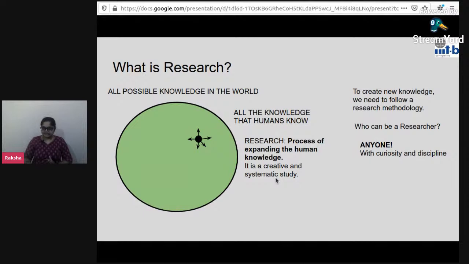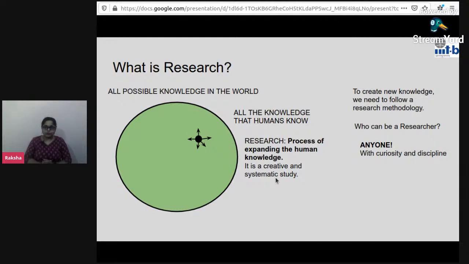If this is the case that anybody can become a researcher, why do we need institutes, right? Why do you need academic institutes? Why do you need supervisors and such an ecosystem? Why do we need that?